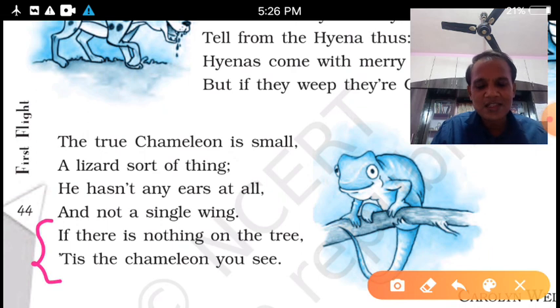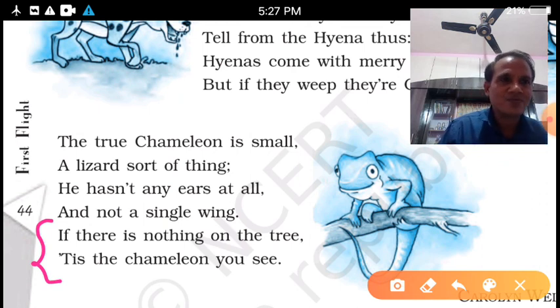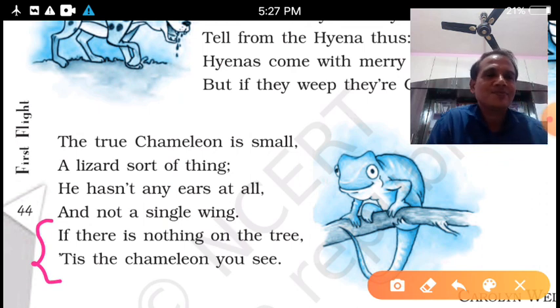So in the last stanza we can say that mostly you find chameleon sitting on a tree whenever you see nothing, because chameleon has a very special quality to change himself according to the background. He can change its color, and it is quite not easy for a person to find out the chameleon. This looks like a lizard.